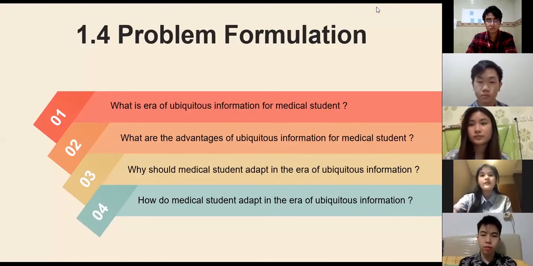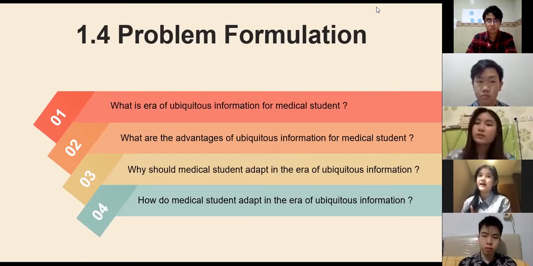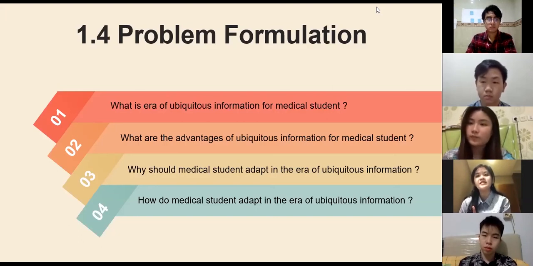My name is Indah Mutia Chandra. Based on the objectives, there are a few core problems we would like to point out as the main discussion of our student project. First, what is the era of ubiquitous information for medical students, including the elucidation of medical students themselves as well as the era of ubiquitous information? Second, what are the advantages of ubiquitous information for medical students, or the outcome of omnipresent information?